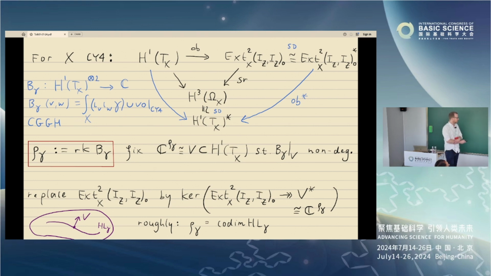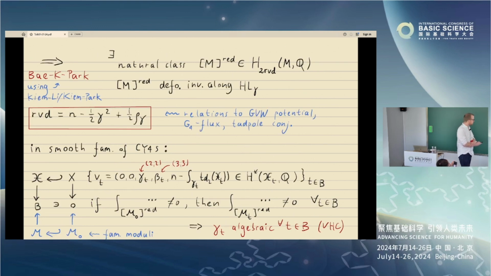So now let us call rho_gamma the rank of this map B_gamma, and let us fix V a maximal subspace in the deformations where B_gamma is non-degenerate. Then what we do is, in the case of curves on a K3, we made the obstruction space smaller, we do the same here. So instead of Ext^2, we look at the surjection induced by this map here onto V dual, and we take the kernel of it. So roughly speaking, what this means is this V here is a normal direction to the Hodge locus, and we want to trap our virtual class to be only deformation invariant along the Hodge locus.